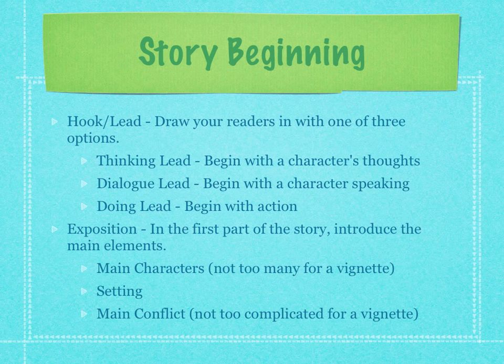The story beginning has 2 parts, the hook or lead and the exposition. Remember we learned about 3 different kinds of leads back when we were writing stories? There's a thinking lead, a dialogue lead, or an action or doing lead. All of these are meant to hook the reader. And then you move into the exposition, where you introduce the main characters, the setting, and the main conflict. Remember, you don't have a lot of writing space in this assignment, so keep things fairly simple.